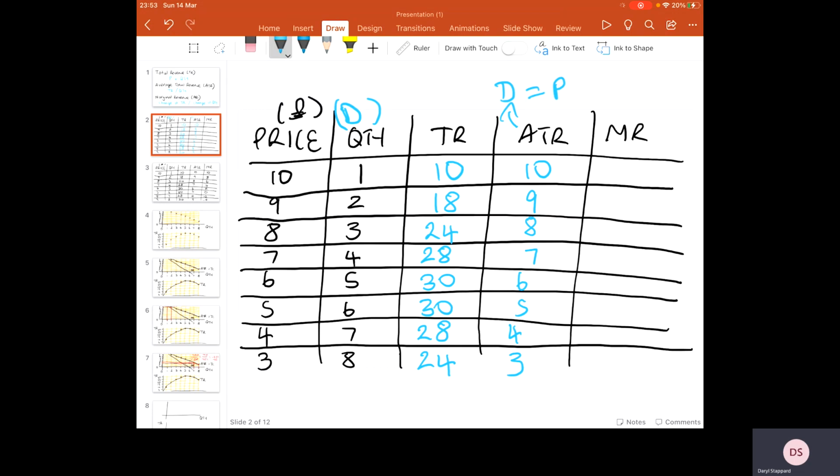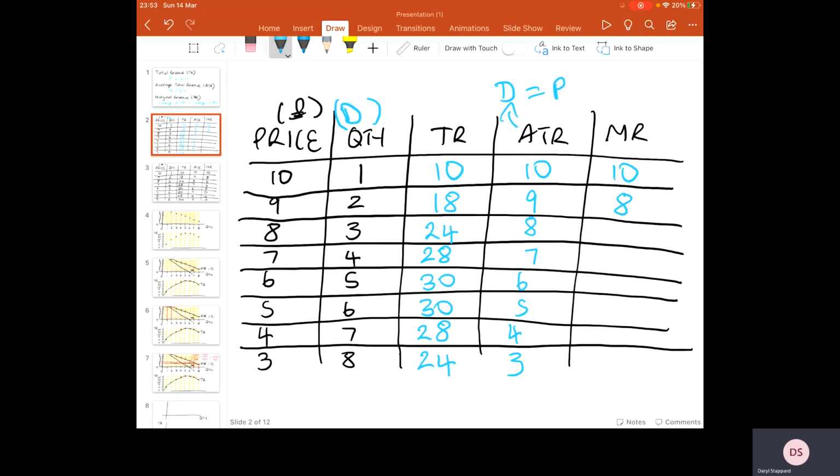Now, marginal revenue is just how much revenue will grow by when we sell an additional unit of output. You'll notice, everyone, that for the first unit of output, when we charge £10, we're selling 1 unit of output. So what we've got to assume is that if we sold 1 less than that, there'd be 0 total revenue. So from going from 0 to 1 unit of output, total revenue has grown by £10. And when we go from 1 unit of output to 2 units of output, total revenue has now grown to £18. So it's grown by an additional £8.